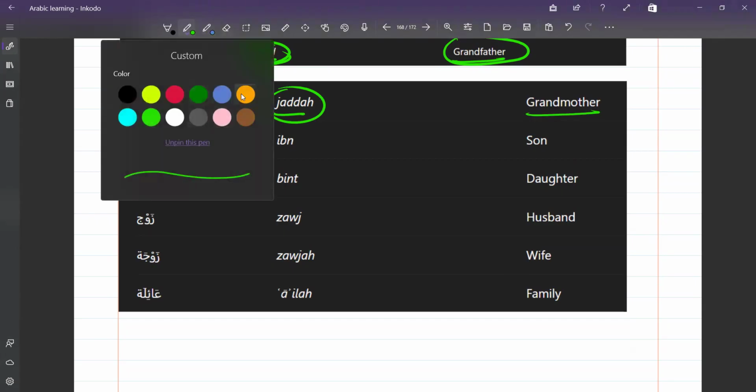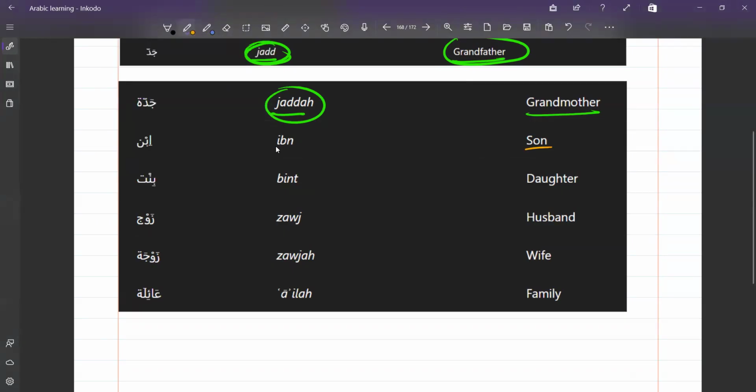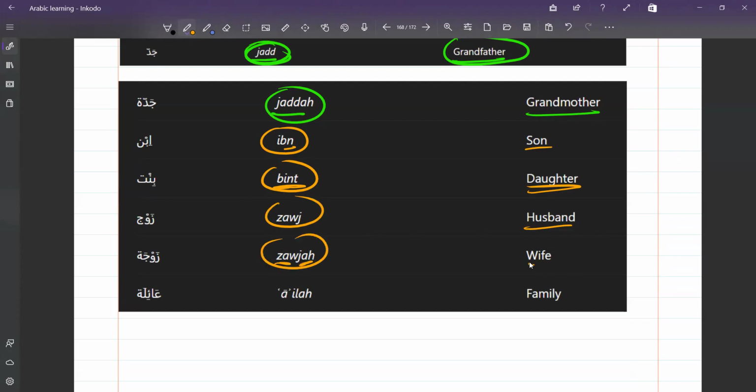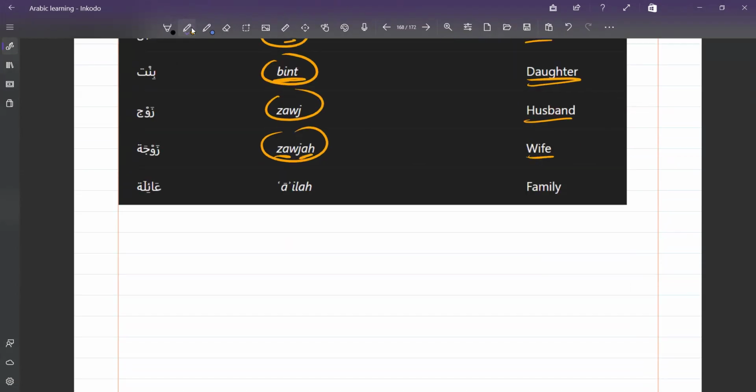And the word for son is ibn, ending with an n sound. Ibn means son. And bint means daughter. Zawj, ending with a j sound, means husband. And zawja meaning wife.